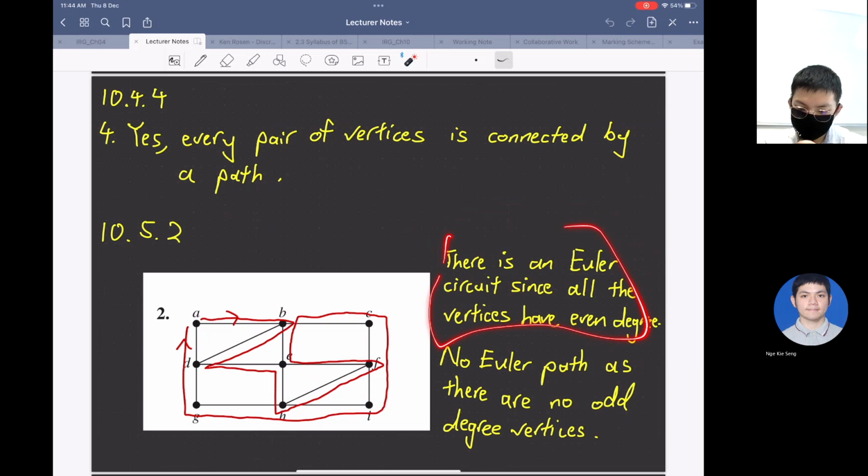If you have an Euler circuit, you won't have an Euler path, because for an Euler path, the theorem says: if and only if you have exactly two vertices of odd degree. The odd degree vertices become your starting and ending vertex. But all of them are even, so you won't get odd degree vertices.